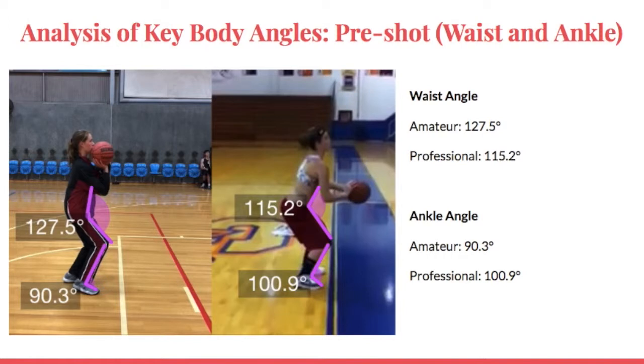The angle of the waist should be directly upright, as this also contributes to the balance of the athlete. In this shot, the amateur athlete, 127.5 degrees, is actually more upright than the professional, 115.2 degrees.